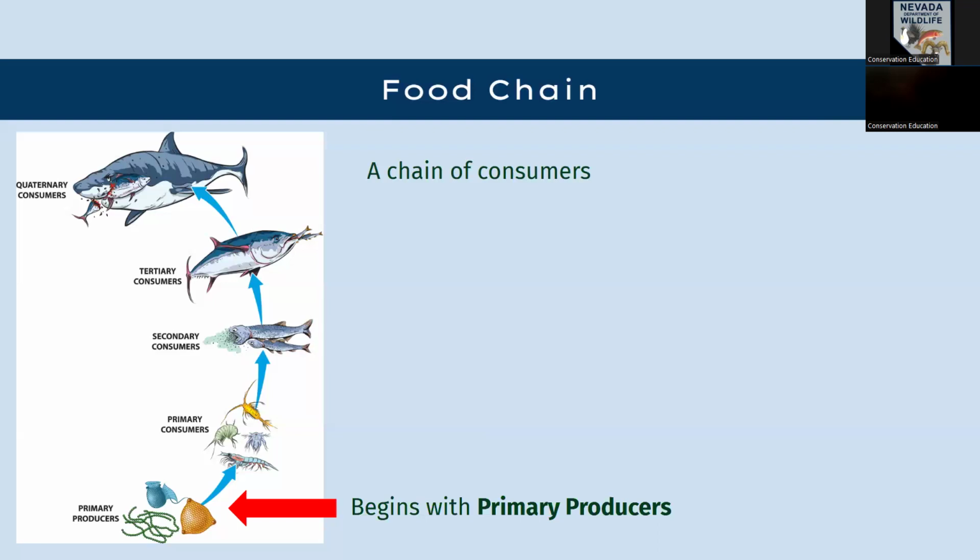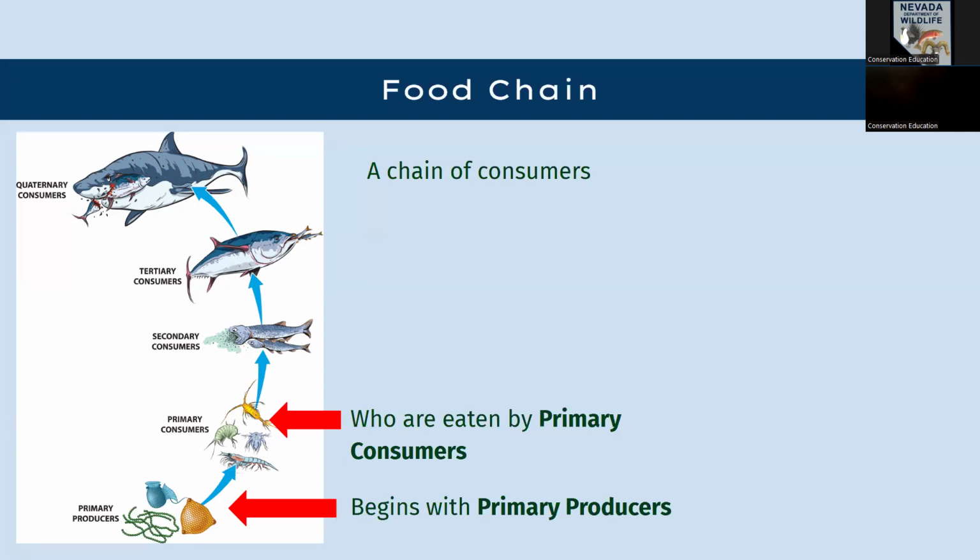So then moving up our chain, we're going to have primary consumers. So these primary consumers are going to eat our primary producers. So they are the first chain link that is going to be consuming something else. So in our aquatic ecosystem, these are going to be things like stoneflies, mayflies, and caddisflies. So very small little organisms that are going to be eating that plant material.